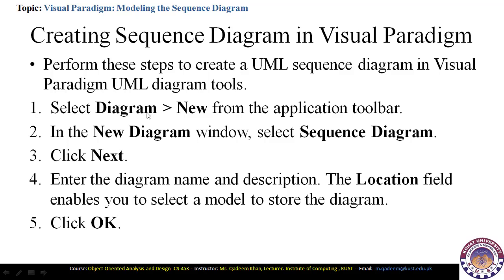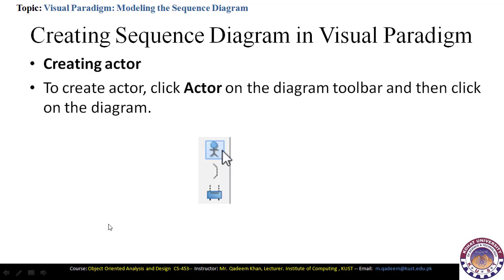First we have to select the diagram, then click on the New button, then in the New Diagram window select the sequence diagram and then click Next. Then we have to enter the name and description of the project, and also specify the location where we want to save the project, and at the end we click OK. After clicking OK, the system will display the toolbar towards the left side and the window pane in the center. Here first of all we need to create the actor.